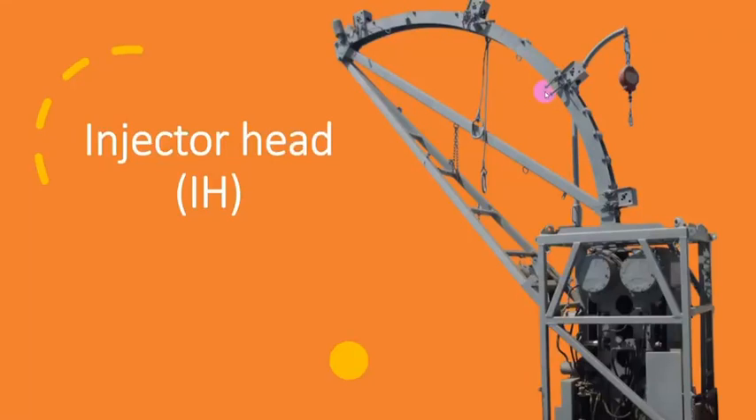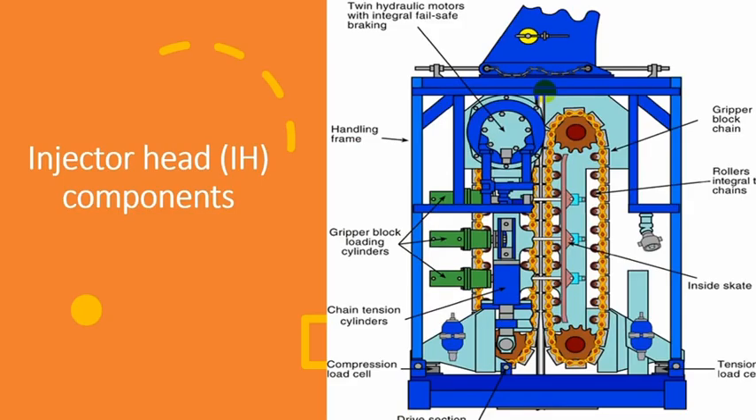We will talk about the injector head. So let's start. The injector head consists of many things, and it is the most revolutionary invention of coiled tubing, in my opinion.